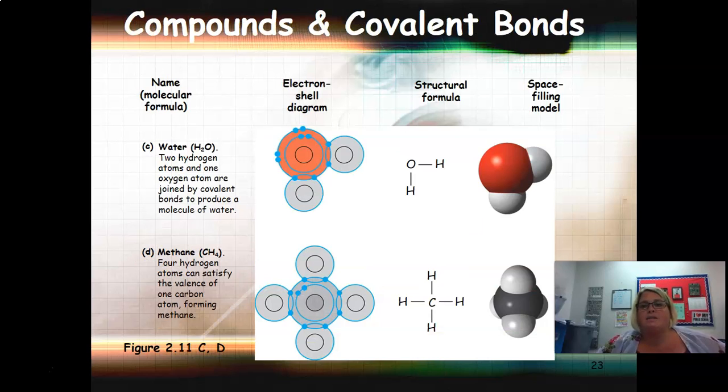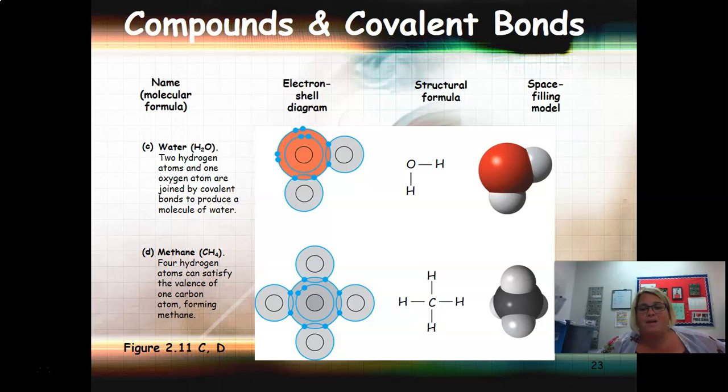So if we look at compounds and covalent bonds, water, everybody knows water. Everybody knows the chemical formula for water is H2O. 2 hydrogens, 1 oxygen. So if you look at the diagram, on the outside ring of that oxygen, it's sharing 1 electron with the hydrogen, and the hydrogen sharing its 1 electron with the oxygen. Same on the other side. So you need 2 hydrogen to satisfy that octet rule for the oxygen. It wants a total of 8 electrons in its outer shell.